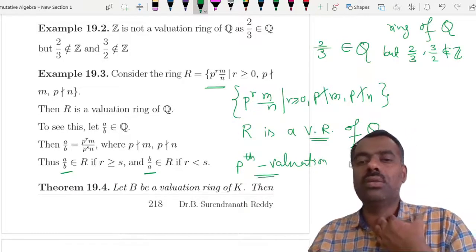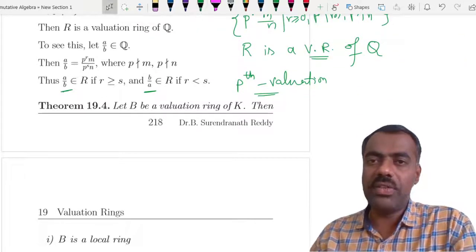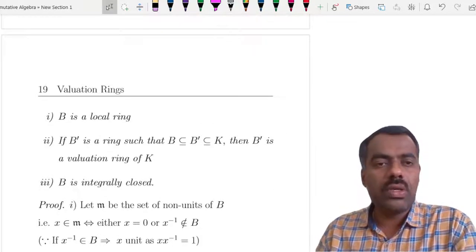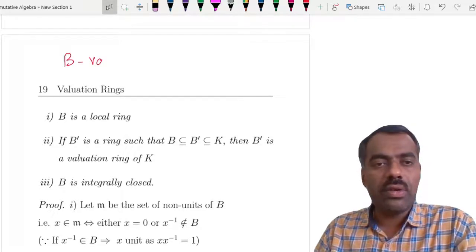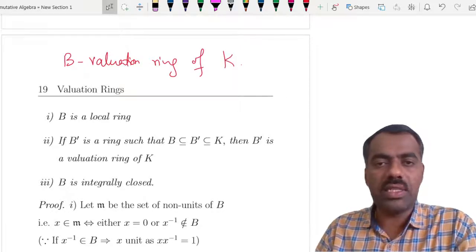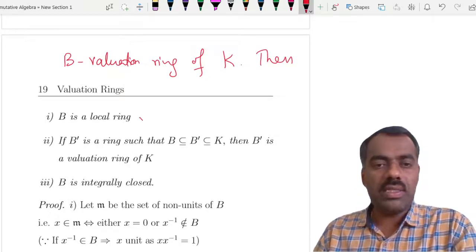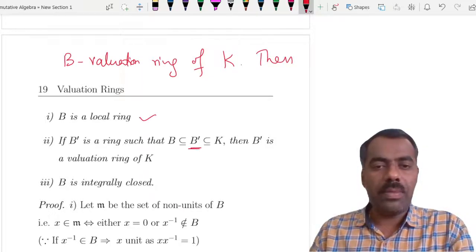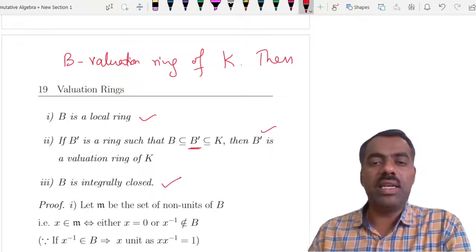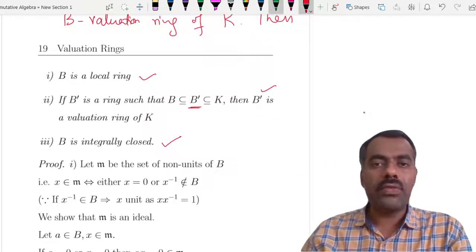Fine. Now we will see some properties of valuation rings. Suppose B is a valuation ring of K, where K is its field of fractions. Then we can prove that B is always a local ring, and if B prime contains B, then B prime is also a valuation ring, and B is integrally closed. The proof is not at all difficult; we can quickly go through it.